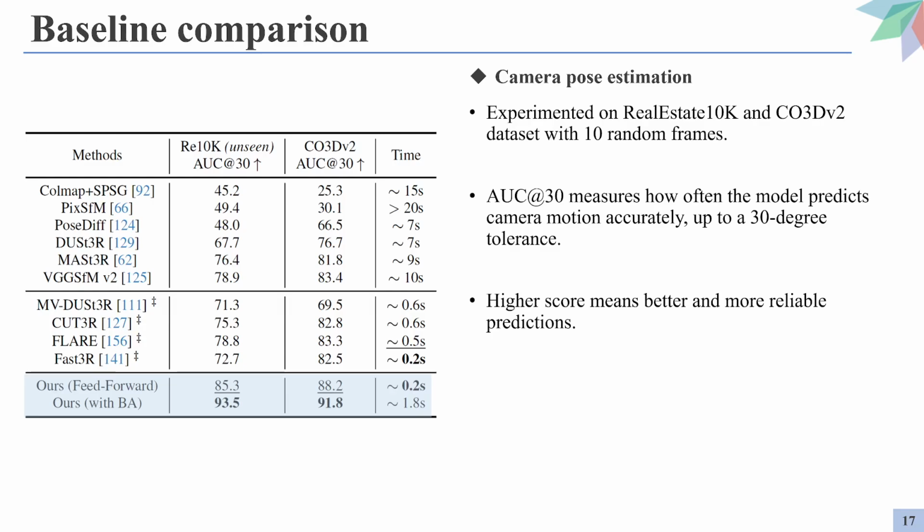For camera pose estimation, the baselines are evaluated on Real Estate 10K and Co3DV2 using 10 randomly sampled frames. The metric used is AUC30, which measures how often the model predicts camera motion accurately up to a tolerance of 30 degrees. A higher score means more reliable and consistent pose estimation. The results show that VGGT achieves state-of-the-art performance while being significantly faster even without any post-processing.